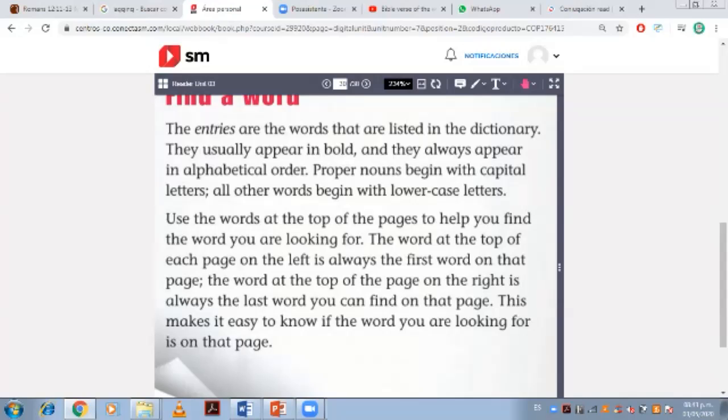Ahora, la palabra que está en la parte superior de cada página en el lado izquierdo siempre será la primera palabra con la que empieza la página. Y la palabra que está en la parte superior derecha es siempre la última palabra que tú vas a encontrar en esa página. Esto lo hace más fácil para que tú sepas si la palabra que estás buscando está en esa página. Okay, very good.